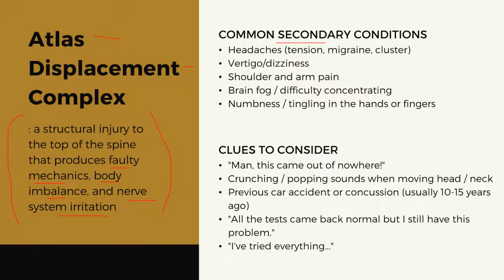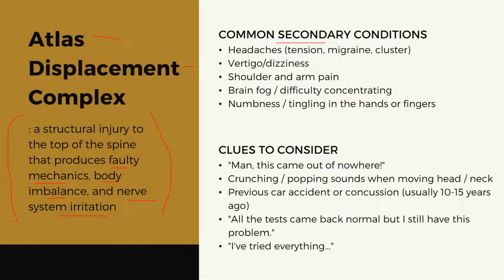The secondary conditions are also known as symptoms, but we call them secondary conditions because, as the name implies, they're happening because there's something causing them. So some of the common secondary conditions for Atlas Displacement Complex include headaches of various types, vertigo and dizziness like we discussed, shoulder and arm pain, and you can include neck pain in with that, brain fog and difficulty concentrating, and I would also put in there fatigue along with that one, as well as numbness and tingling in the hands, fingers, and arms.